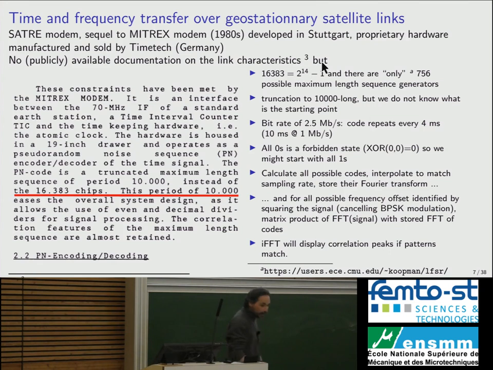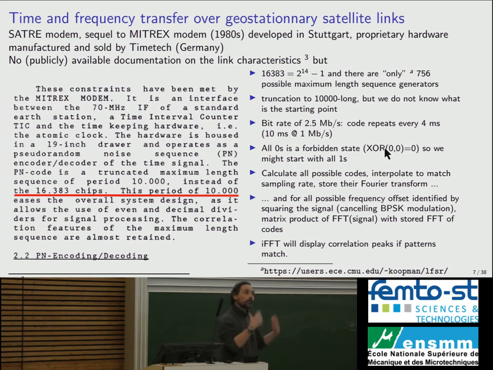Well, you might say, let's start with all zeros. But all zeros is a forbidden state, because when you XOR 0 and 0, that gives you a 0. So if at some point you have all zeros in your register, it will just keep on staying 0, which is not a pseudo-random sequence. So let's take the other solution, and let's start with all ones.